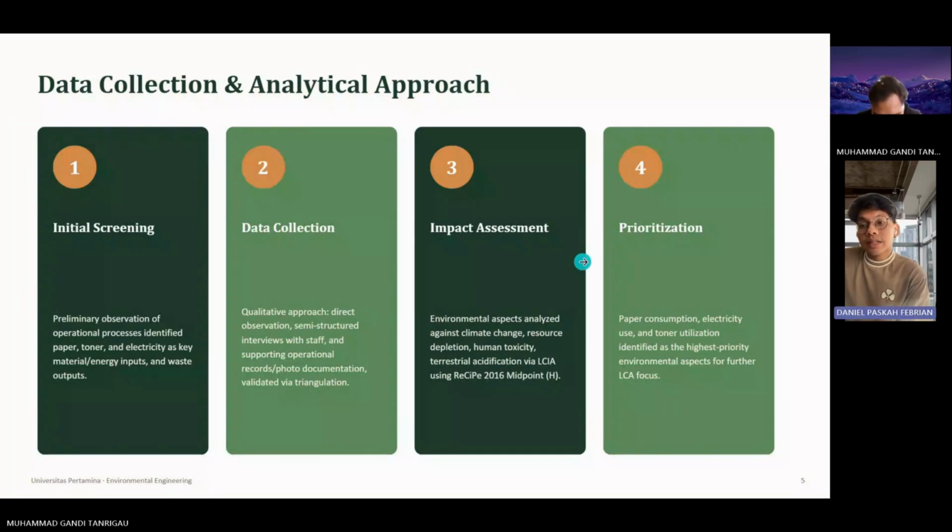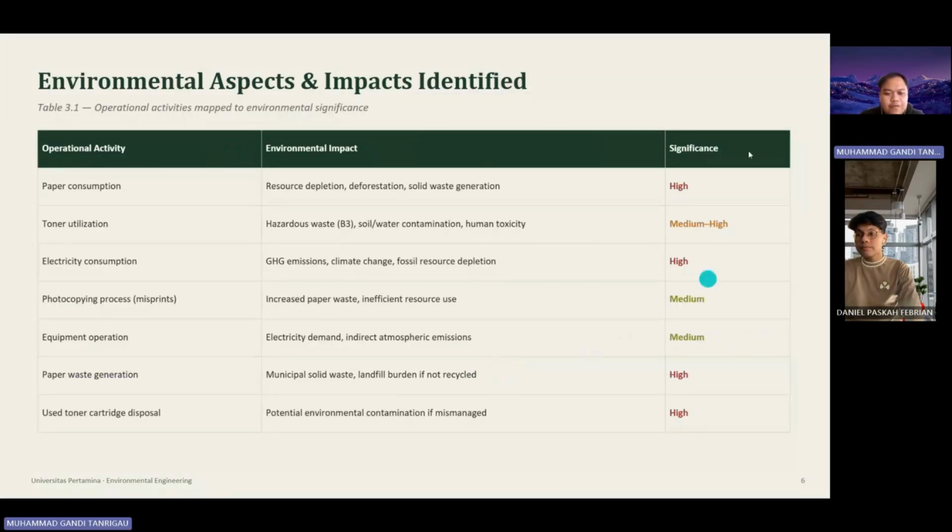The research began with an initial screening to identify important environmental aspects. Data were collected through direct observation, interviews with photocopy staff, purchasing records, and supporting documentation. Finally, the environmental aspects were prioritized based on their significance. Paper, electricity, and toner were identified as the highest priority contributors.